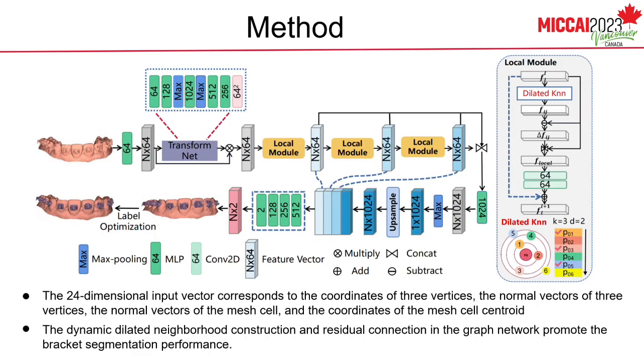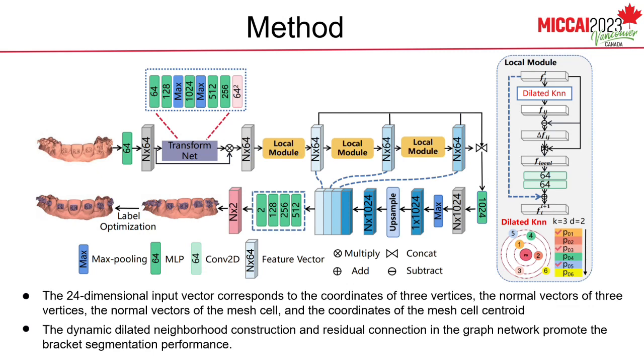Next, I will introduce the segmentation network BSegNet proposed in our paper. As graph-based networks show their superiority on various tasks on 3D dental models, BSegNet is based on graph neural networks. In this paper, we use a 24-dimension vector as the initial input.